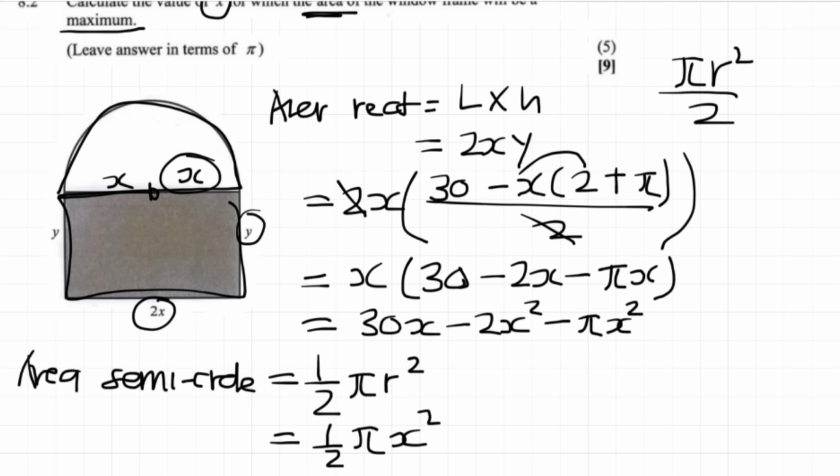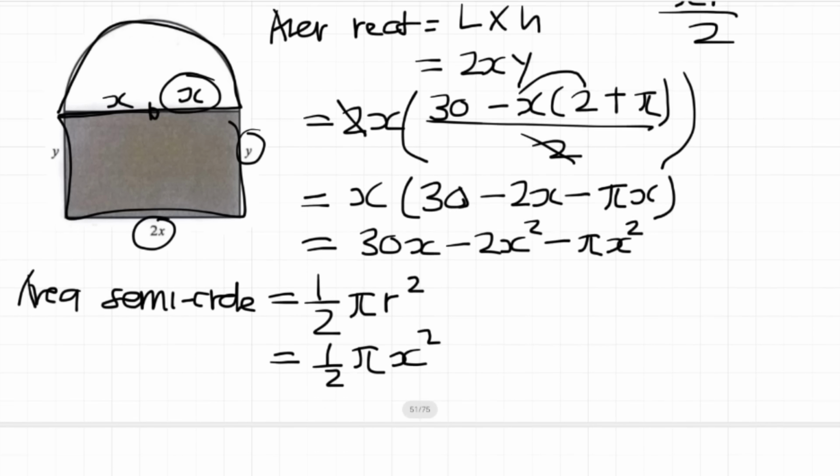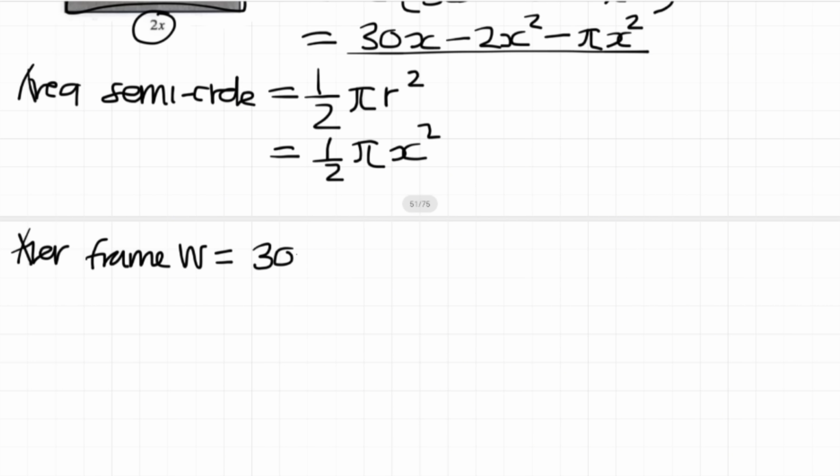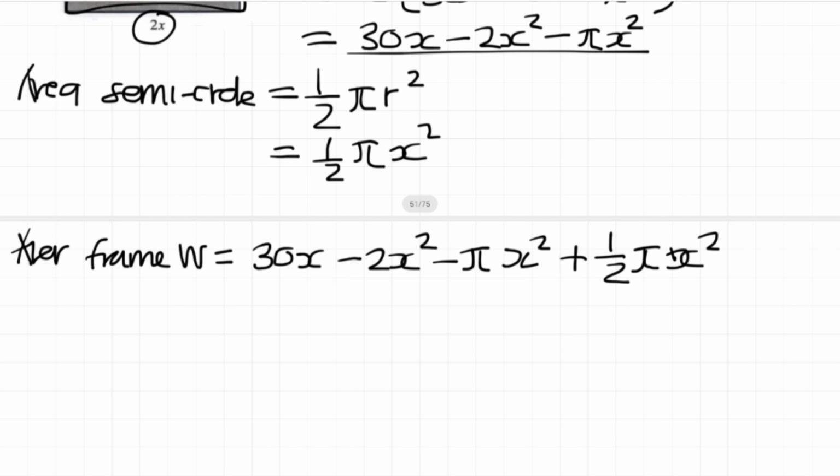So now we did find the area of a semicircle and the area of a rectangle. What can we do? Now we're going to add them. The area of the full frame of the window is going to be equal to the area of a rectangle, which is 30x minus 2x squared minus pi x squared, plus the area of the semicircle. I'm going to add it with 1 over 2 pi x squared. So as you can see right now, there are like terms here.